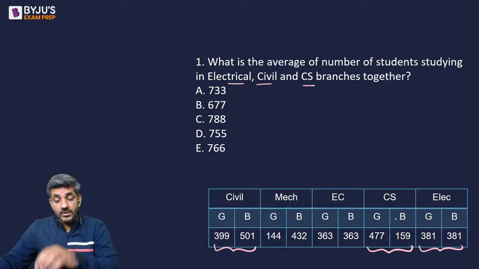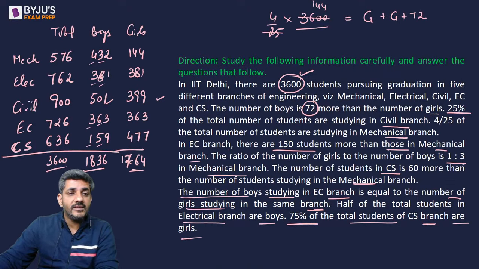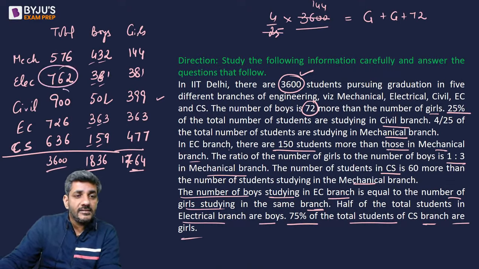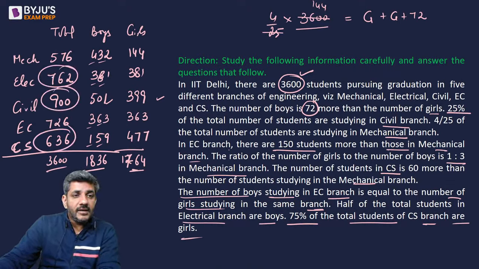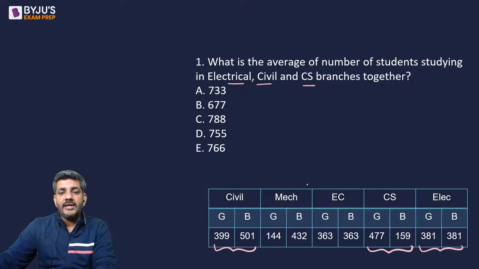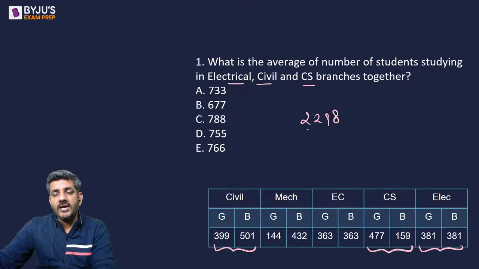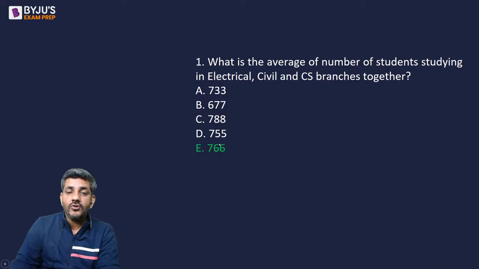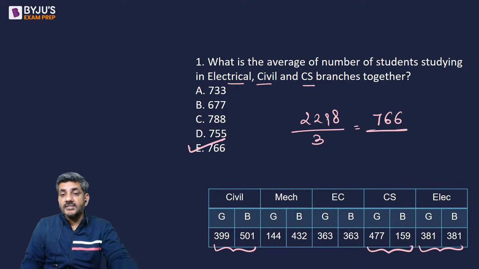और गलती से मैं टोटल लिखने भूल गया हूं. इलेक्ट्रिकल सिविल सीएस तो मुझे यहां मिल जाएंगे, इलेक्ट्रिकल सिविल और सीएस. देयर सम इज 9 + 7 16 + 6 2200, 2200 प्लस ये आ जाएगा आपके पास 98. So 2298 is the total number of students. So average क्या आएगा? 2298 divided by 3. 3 7s are 21, 3 6s are 18, 3 6s are 18. The correct answer is option E, that is 766, which is the answer for the first question.